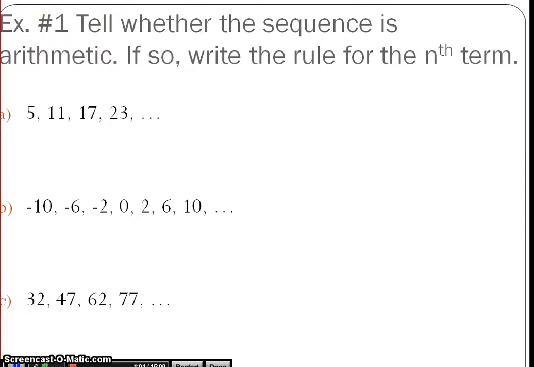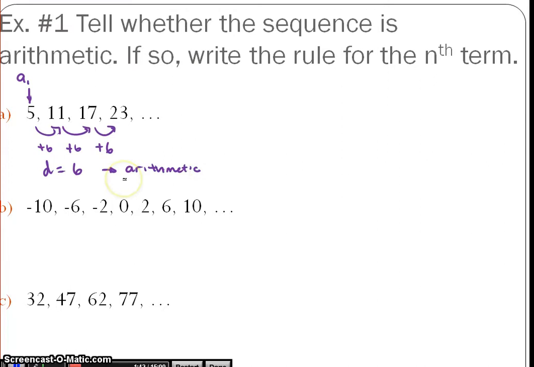Okay, so tell whether the sequence is arithmetic, and if so, write the nth term. 5 is our first term, so that's my A1 term. We have the A2, A3, and A4 terms. We want to see if there's a common difference. From here to here, we added 6. From 11 to 17, we added 6. From 17 to 23, we added 6. So my common difference D is 6. If we kept subtracting 6, then the common difference would be minus 6. Since there is a common difference, it is arithmetic.